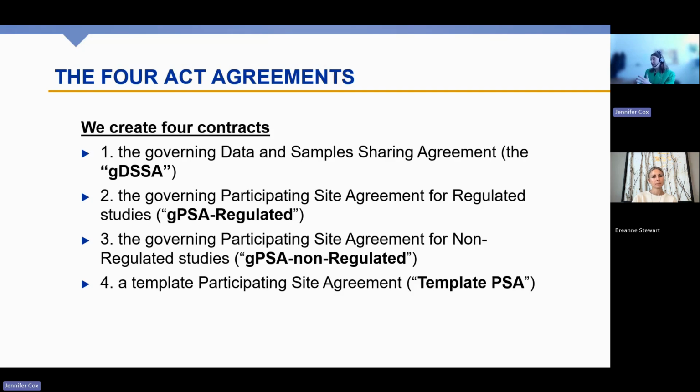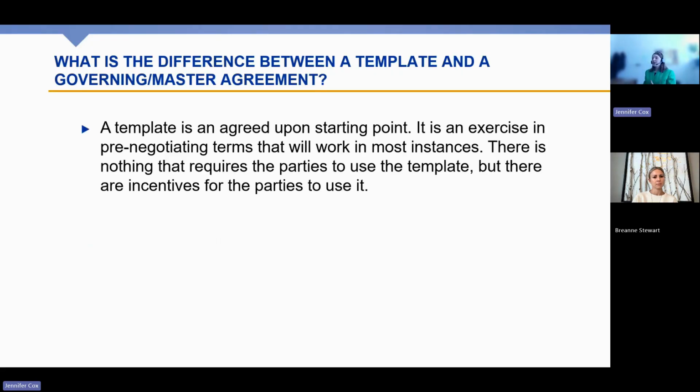And I also talked about the first 3 governing agreements and the last one, a template. So what is the difference between them? A template is an agreed upon starting point. You're still working in a draft copy whenever you distribute it. And it's an exercise in pre-negotiating terms and putting different prompts in place to help you come up with the right agreement. But there's nothing that requires you to use the template or that forces you to communicate changes to the template to the other side. There are incentives to use it, but as anyone who's created a template with a pharma company knows, you can never guarantee they're actually going to use that one coming forward.